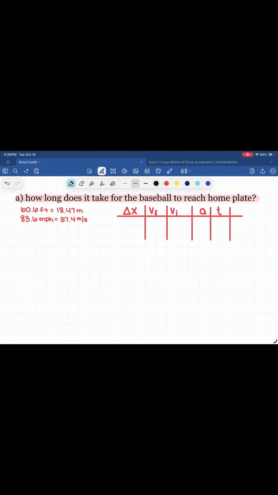Now we have all our conversions and can start writing our known values. Our distance is 18.47 meters. Our VI, or initial velocity, is 37.4 meters per second. And our acceleration here is 0 because there is no horizontal acceleration. Lastly, we don't know the time. Since we are trying to find the time, we are going to use this equation.